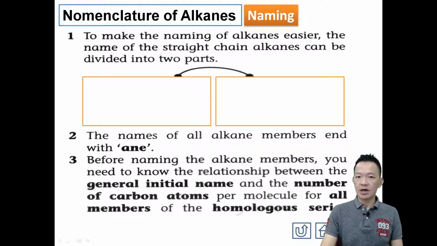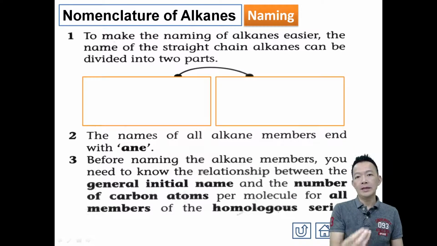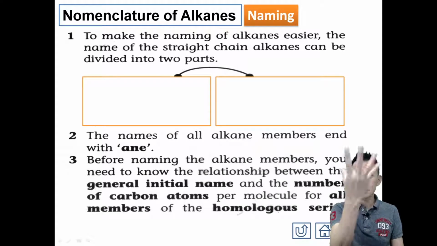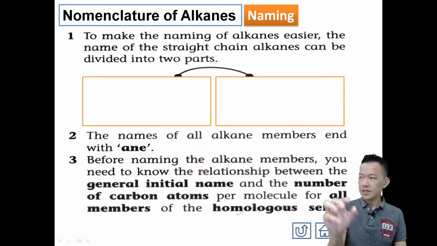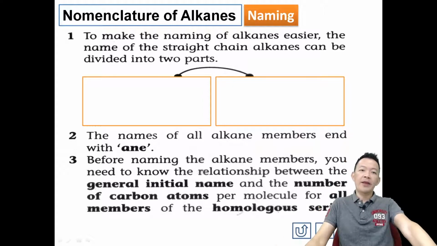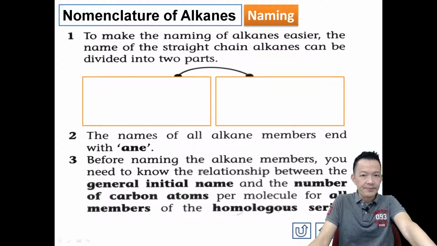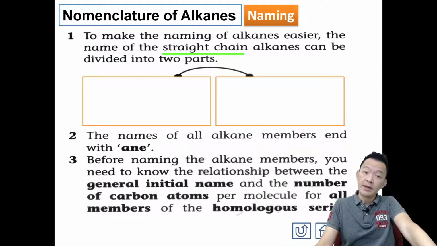Nomenclature of the alkanes or the naming of alkane. So 看到人家的 molecular formula, 知道它的家族, but how to call them? 怎样称呼呢？这个家庭的成员怎样去称呼呢？所以看到 IC 知道它是哪个家族，知道家族请称呼一下，礼貌嘛。So nomenclature of the alkanes 称呼 to make the naming of the alkane easier. The name of the straight chain alkane, highlight. So the name of the straight chain alkane can be divided into two parts.